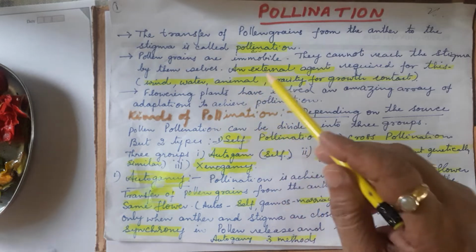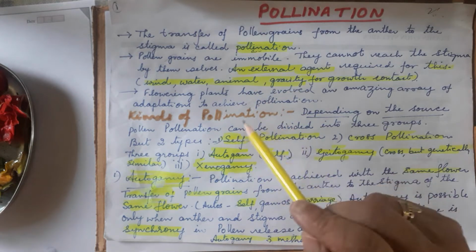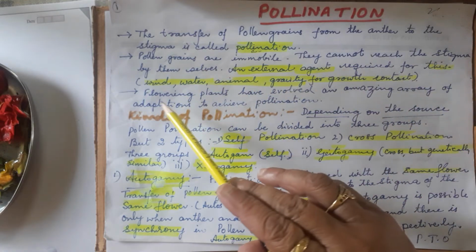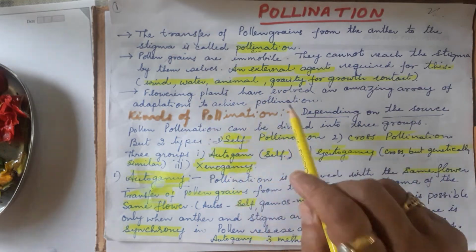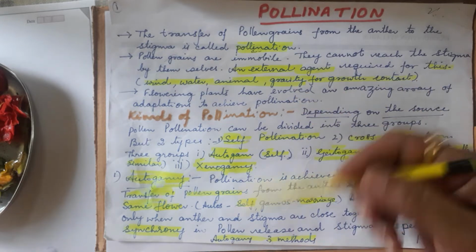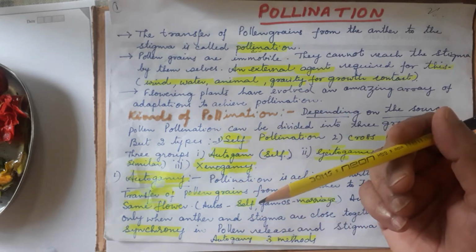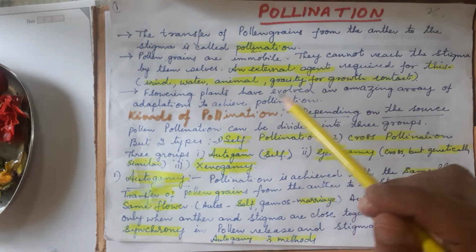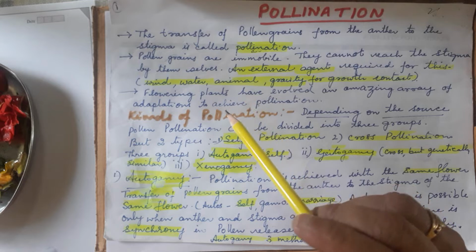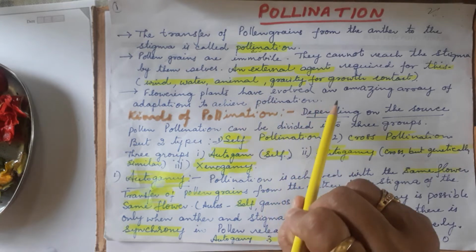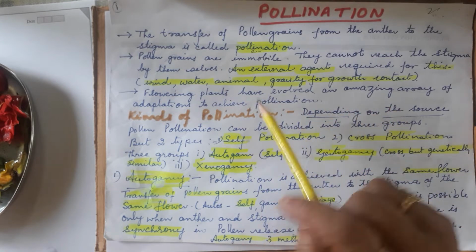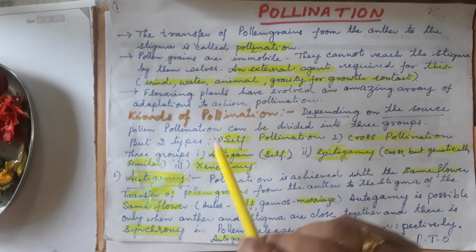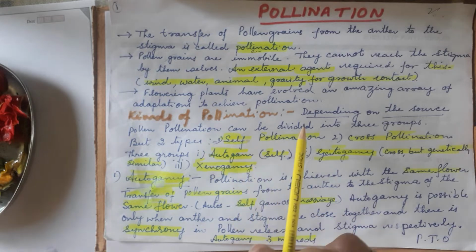There should be some extra source or agent to help the pollen reach the stigma. That may be water, wind, animal, gravity for the growth, or direct contact. Direct contact means the pollen comes in contact directly by any means. So for that purpose, these flowering plants have developed an amazing array of different methods for getting the pollination done.